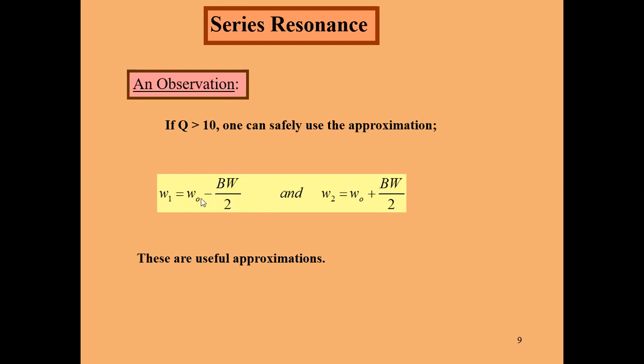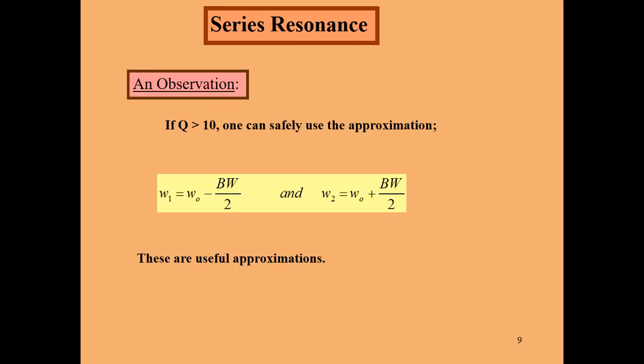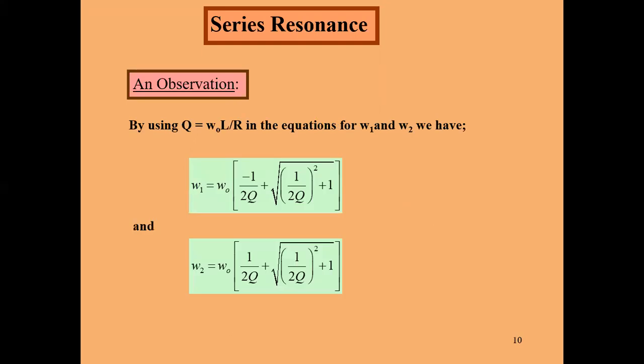So we are adding and subtracting bandwidth divided by 2. When we add and subtract, we are easily able to obtain the value of omega 2 and the value of omega 1 from the equation. So this is very good.